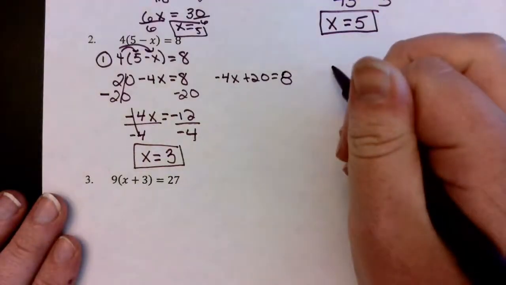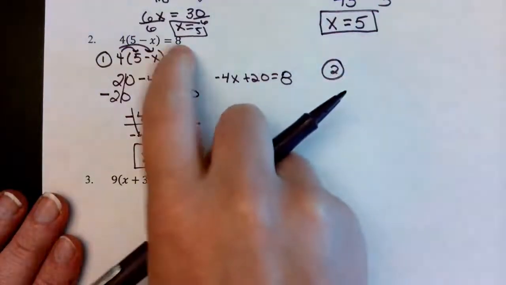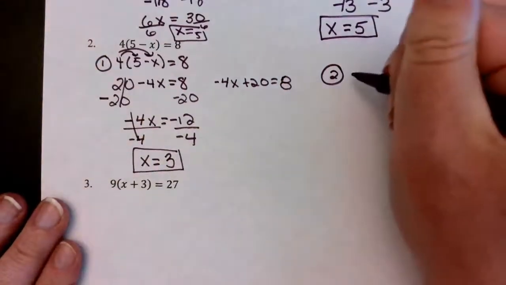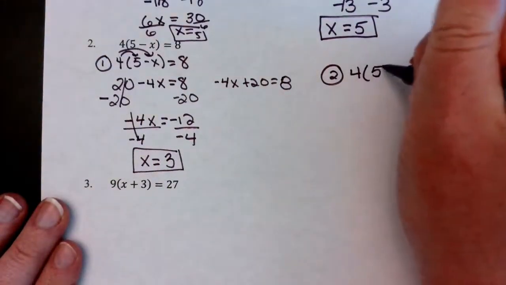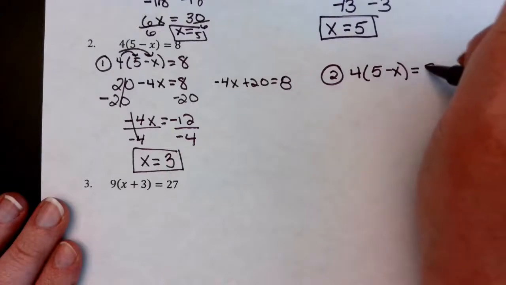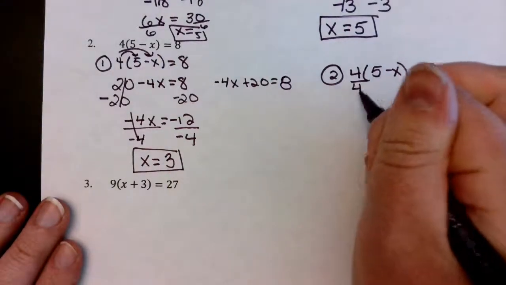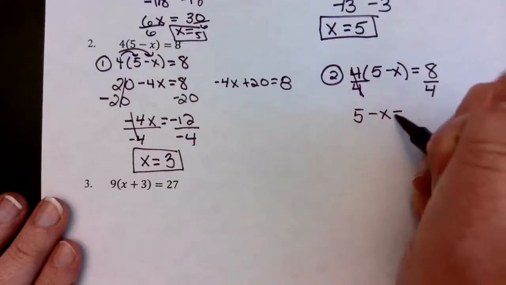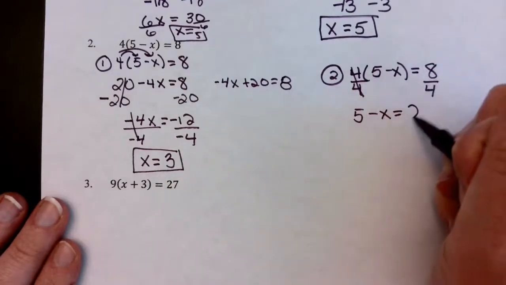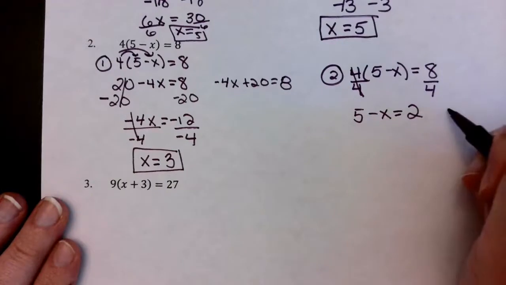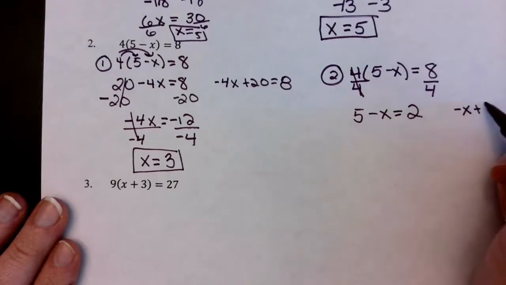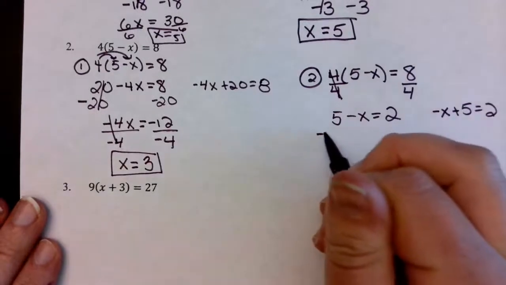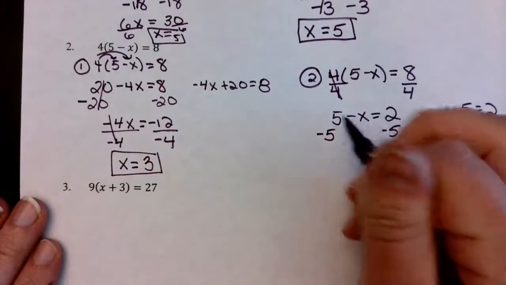Okay, I know that 8 divided by 4 is a whole number, so I'm going to definitely try the second method. That probably would have been the first one I went with to move a little quicker. Divide both sides by 4. 5 minus x equals 8 divided by 4, which is 2. Again, you can rewrite this as negative x plus 5 equals 2. I'm going to subtract 5.